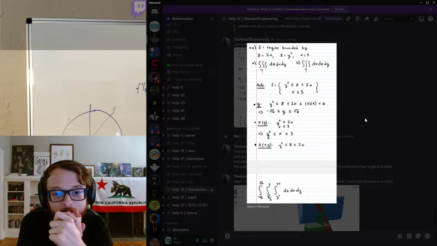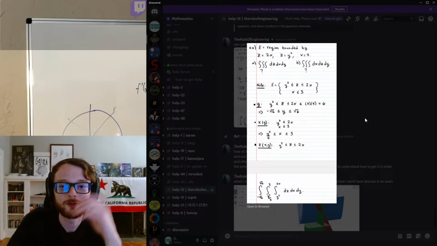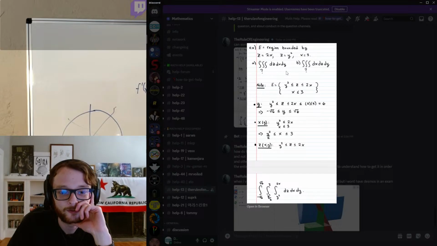Y squared is less than or equal to Z is less than or equal to 2x. That's a weird... What? I think I understand what they're trying to say with that. That's a weird way to present it to me. Okay, so it's the volume of the region bounded by, I guess, these curves.